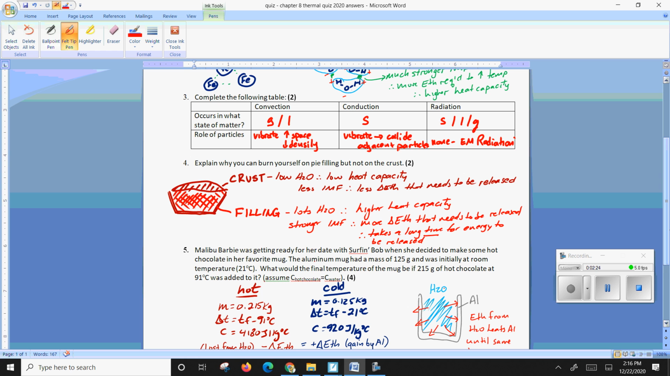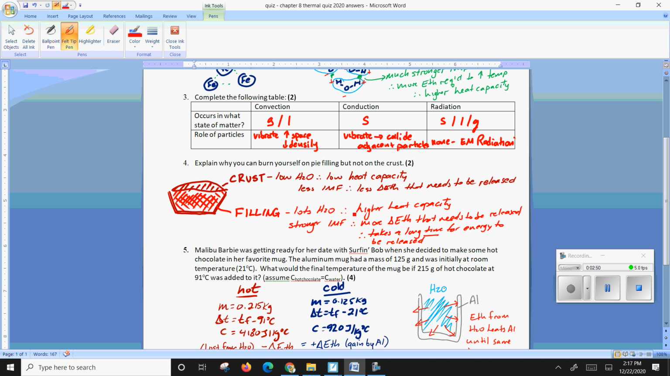Okay, next one. How about this? Why do you burn yourself on pie filling but not on the crust? This is simply because of the water content. The crust is relatively low water content. The filling is very high water content. Now what happens is, remember, water has a very strong intermolecular force attraction between adjacent molecules, and this causes there to be much, much more energy required to heat up the water.